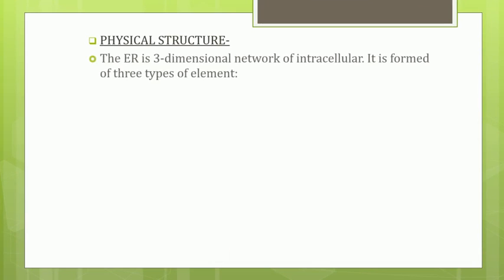Okay, now let us understand the structure of the endoplasmic reticulum. If we see the three-dimensional structure of the ER, it is made up of three elements. These three elements are cisternae, second one is tubules, and third one is known as vesicles. Remember that ER, or endoplasmic reticulum, is made up of three elements, that is cisternae, tubules, and vesicles. Now let us understand the structure of each one.